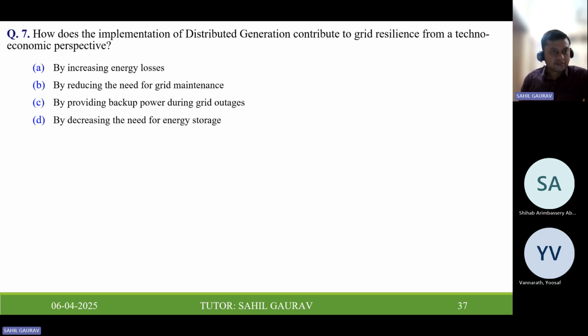Is it D? I personally think so. Yes, D, the, sorry. Sihab, you were correct. C is correct. I didn't read the question. C is correct, sorry. By providing backup power during grid outages. Yes, here they are asking about grid resilience, so they are providing resiliency by providing backup power during grid outages. It is not correct by decay. Sorry. You were correct. C is the correct answer.